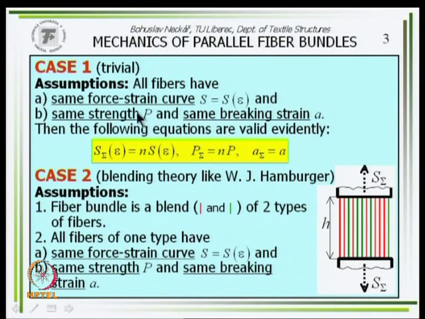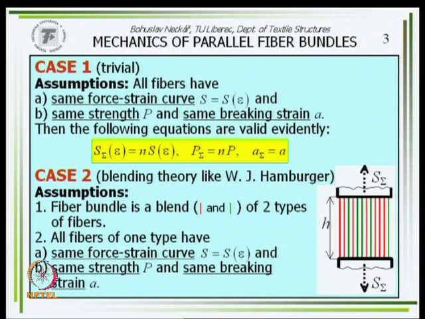Case one, the trivial case. Let's assume that all fibers have the same force-strain curve, the same strength P and the same breaking strain A. Each fiber is the same as each other fiber. All fibers are the same. How is it then? It is evident, it's really a trivial case. What is the force in the fiber bundle? It's the force per one fiber times the number of fibers, so N times S of epsilon.